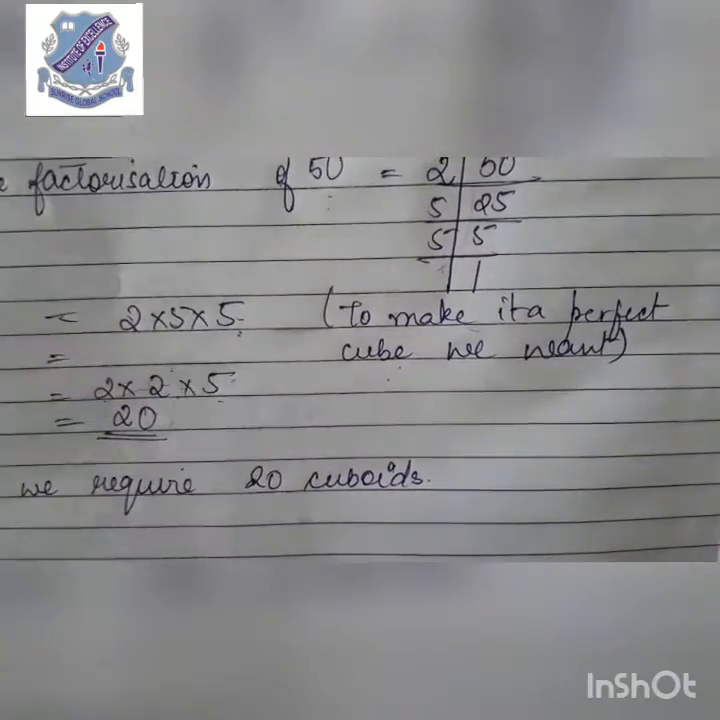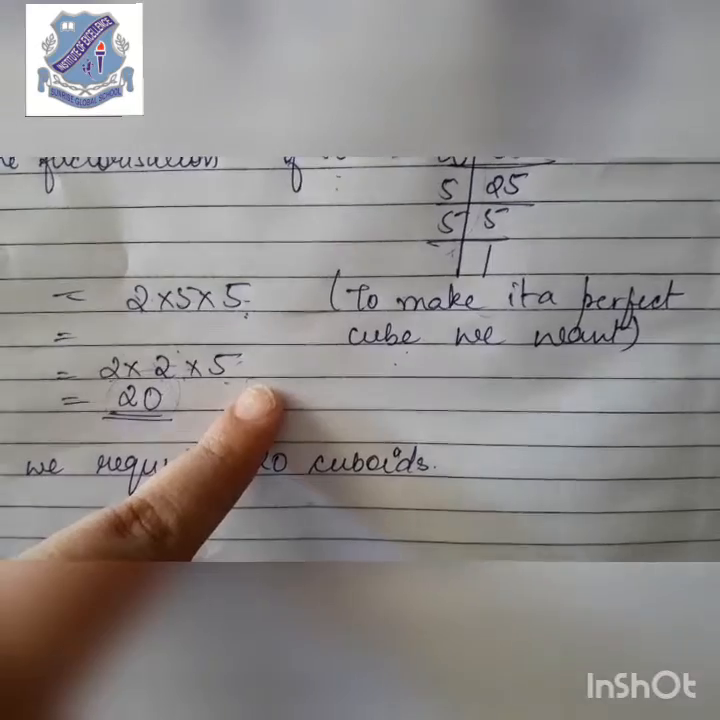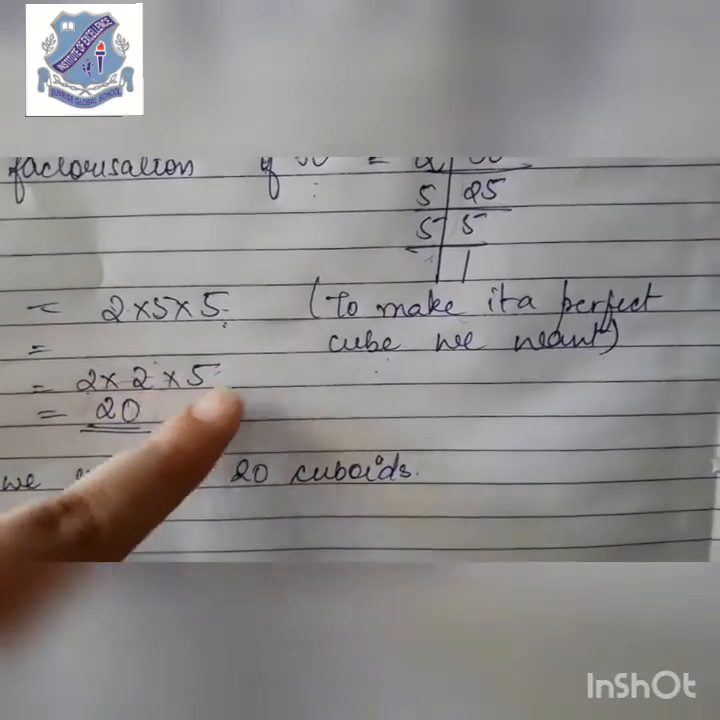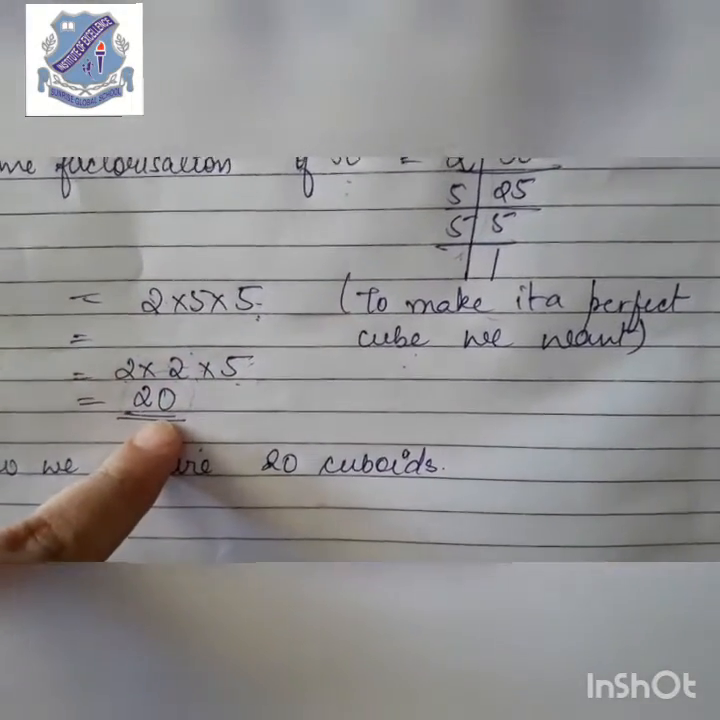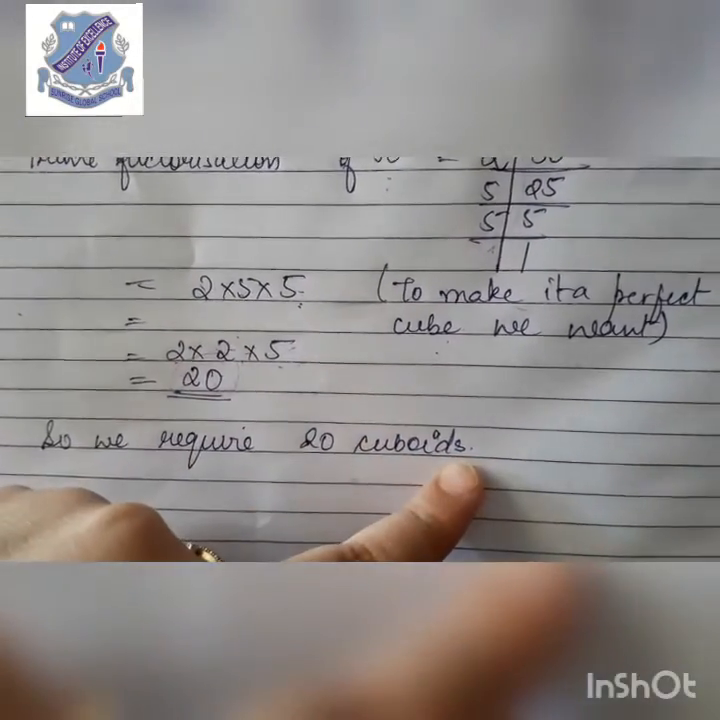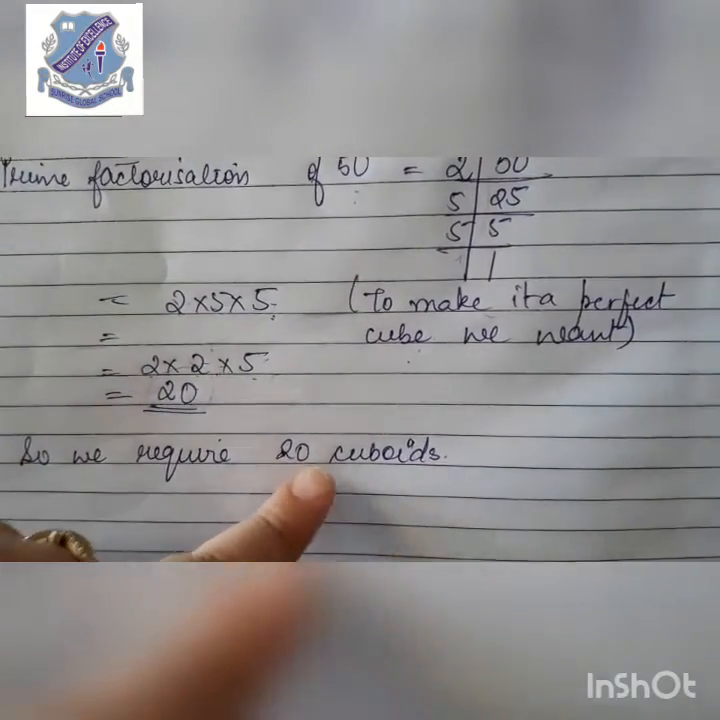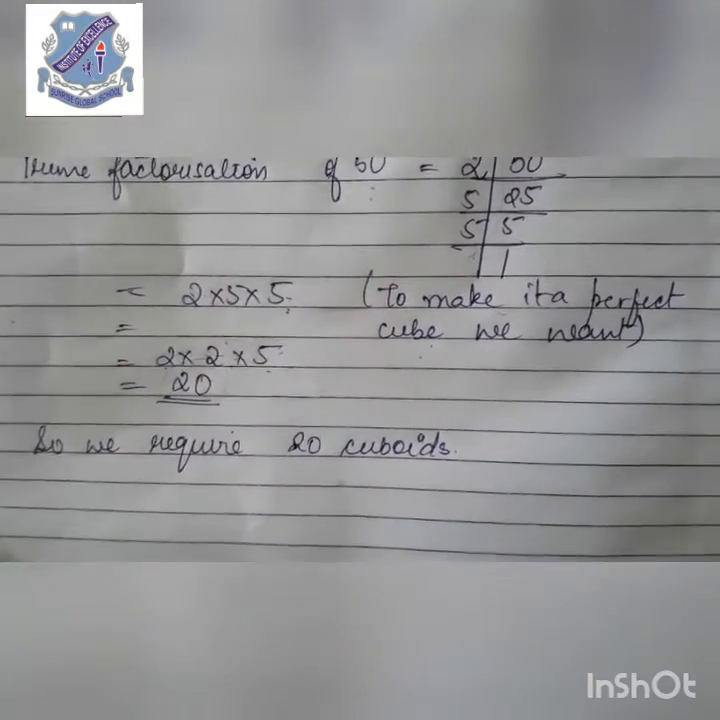That means what we need additionally is two 2s and one 5. So it will be like 2 twos are 4 and 4 fives are 20. That means what you need is 20. So we require 20 cuboids. So the answer for this question is we require 20 cuboids. Hope this much is clear to you.